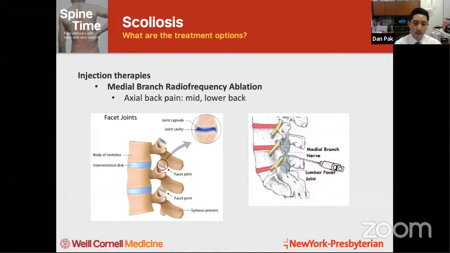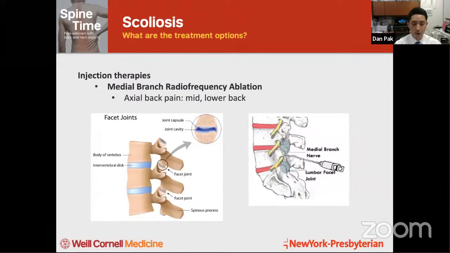And an alternative to that is to provide a medial branch radiofrequency ablation. So when a patient presents with axial back pain, or mid or lower back pain, you can try to provide relief by injecting steroid into the joints themselves. You can also go after the nerves that actually innervate those areas of the spine. What that involves is taking a very small cannula. We apply heat to those nerves, and you can think about it as essentially cauterizing the nerves.